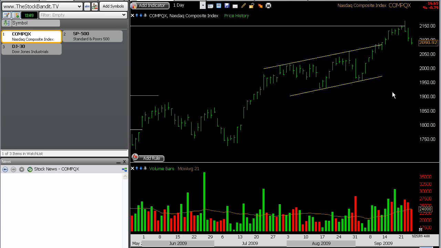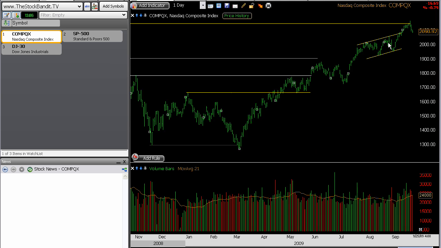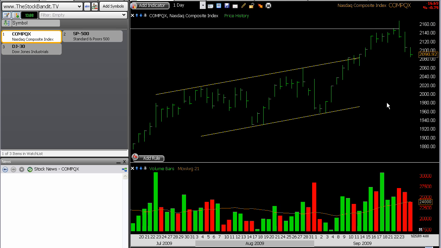At the same time though, we had this very major level up here, 2150 for the NASDAQ, that served as some support multiple times during 2008. So we knew that as that is approached from below, that could pose as a very important level, and I've also mentioned that here a number of times. Well, last week we tagged 2150 right on the nose on Tuesday.